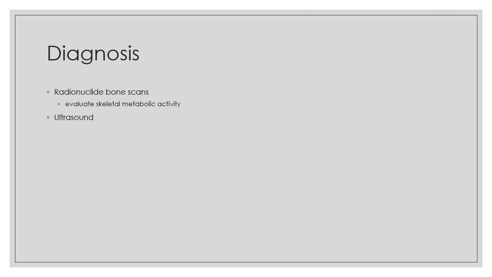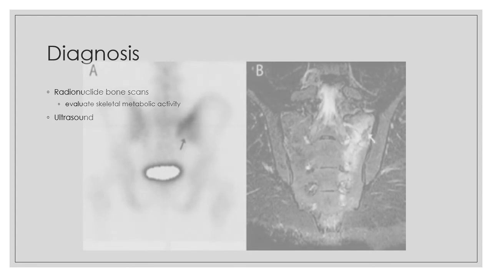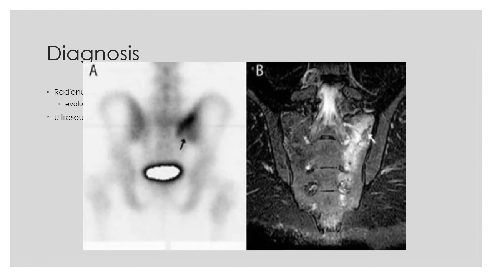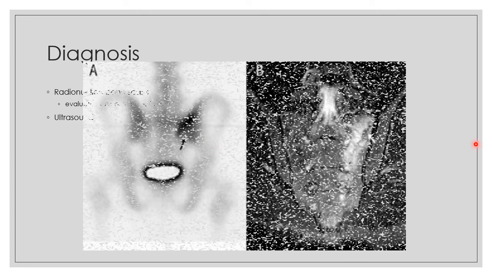Other diagnostic tools we can use are radionuclide bone scans. Usually this is used to evaluate skeletal activity. In the bone scan, there's a lighting up of the area. So there's an occult fracture in the sacral bone that could have easily been missed on x-ray.